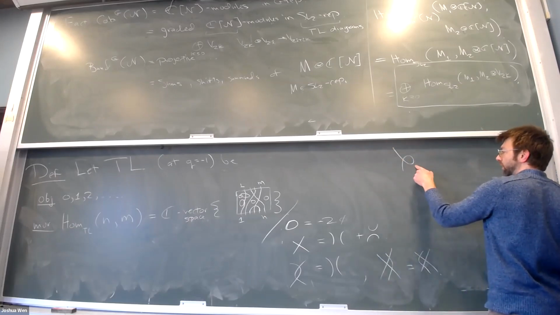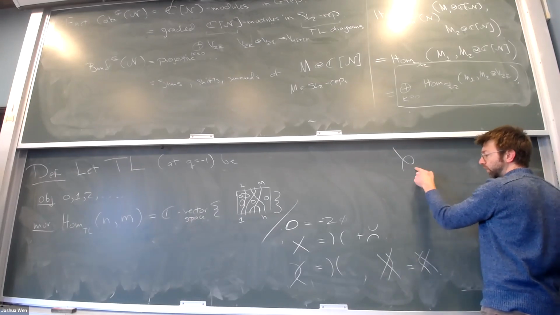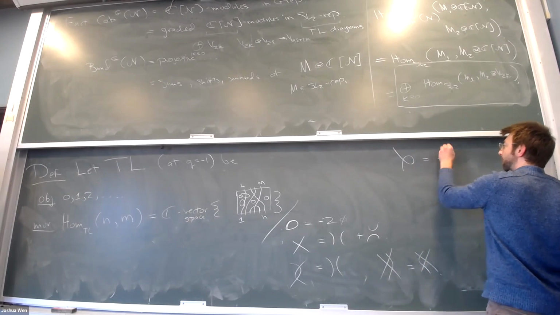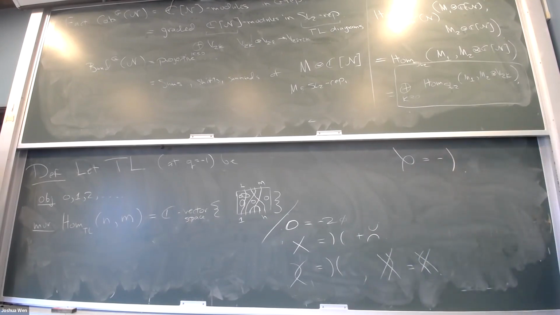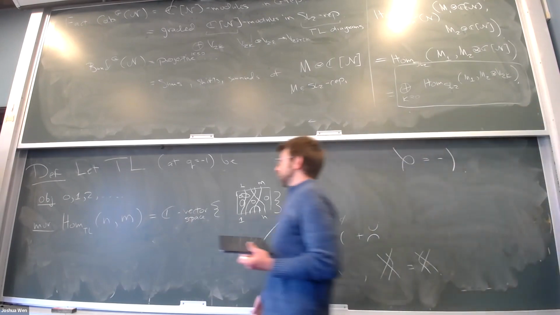This relation, how I am supposed to simplify this sort of thing is actually determined by these two rules. So this one, undoing a little kink like this, actually introduces a negative sign. So you've been warned that undoing the kink is not free. There's a slight penalty. And that's it. Okay, so these are the relations. So this is the temper of the category.